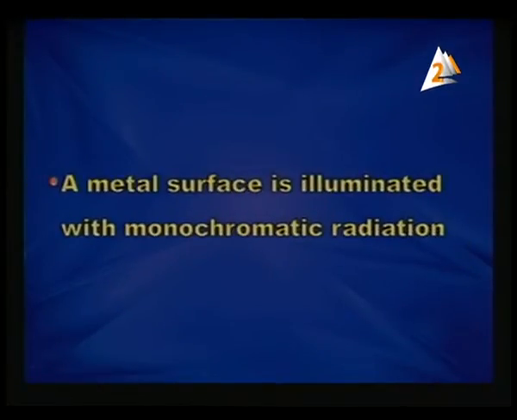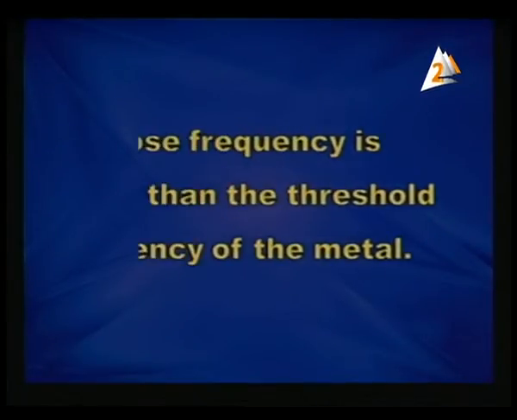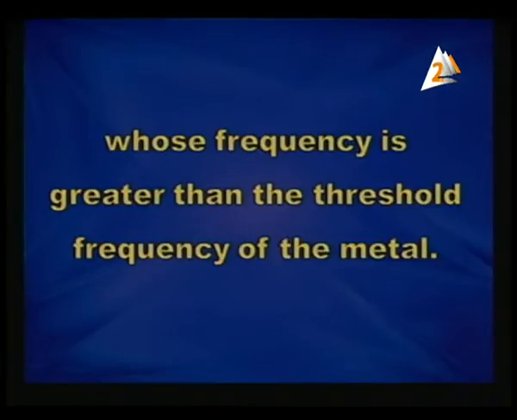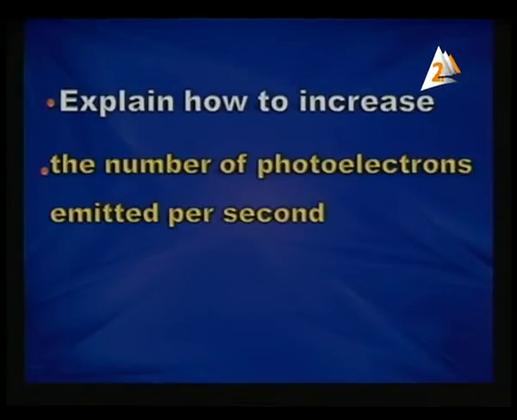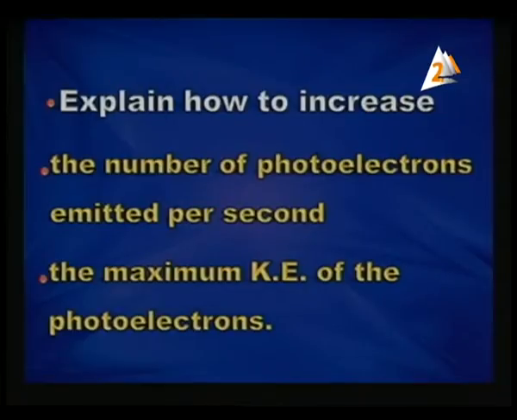Another question: a metal surface is illuminated with monochromatic radiation. Monochromatic radiation means radiation having just one wavelength, whose frequency is greater than the threshold frequency, so it is capable of ejecting electrons. Explain how to increase the number of photoelectrons emitted per second from the surface, and how to increase the maximum kinetic energy of the photoelectrons.